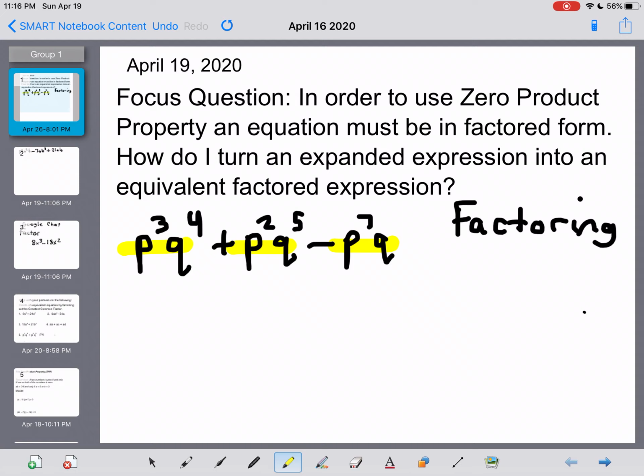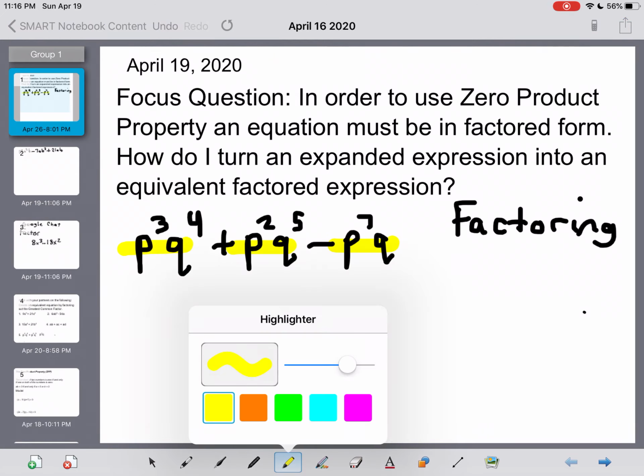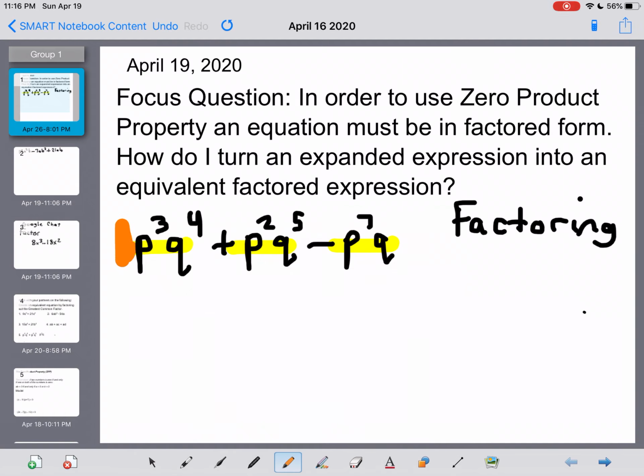Now you notice in this problem, I'm going to highlight it here. Notice there's no coefficient in front of any of these terms. So that's like saying we can multiply that by 1. It's like having a coefficient of 1. So the greatest common factor there would be 1. If we divided out 1, it wouldn't change anything. So we're going to go on to our variables.